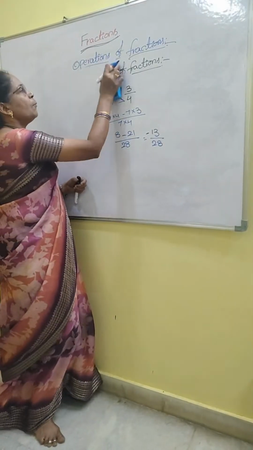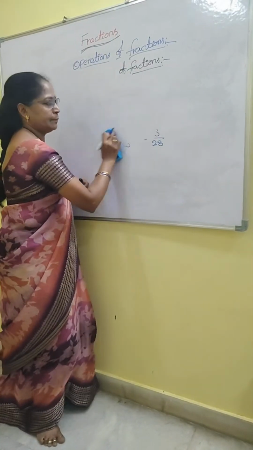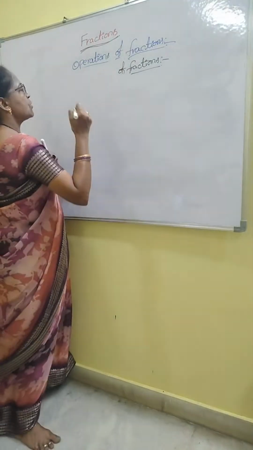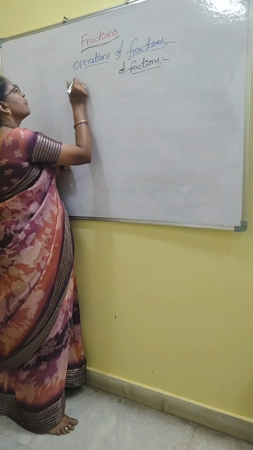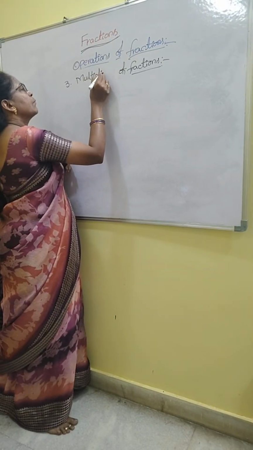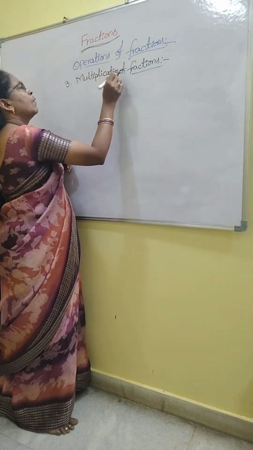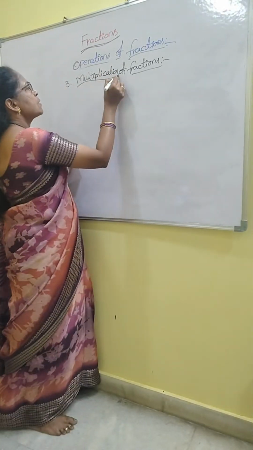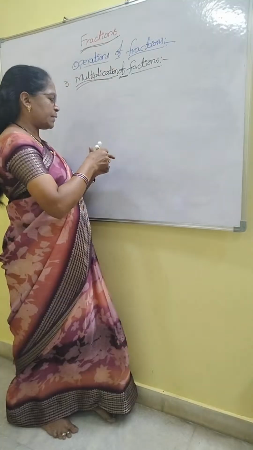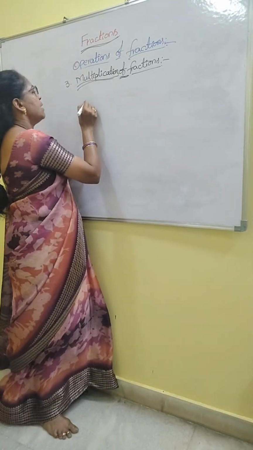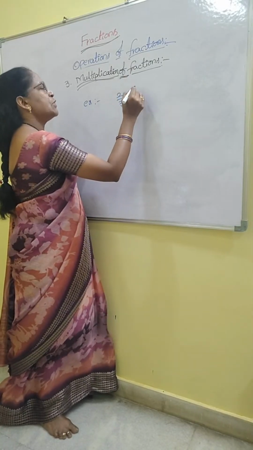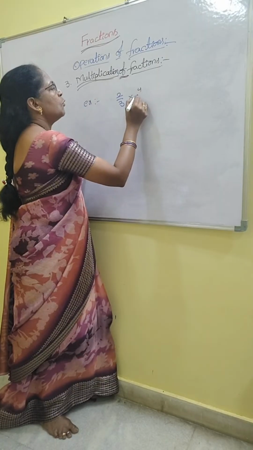Now the third topic is multiplication of fractions. Now how can you multiply the numbers? Here, see, example: 2/3 multiplication of 4/5.